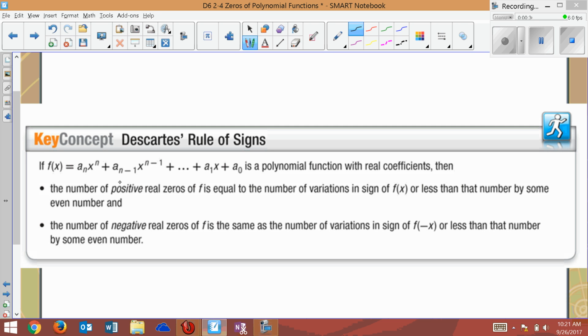To find negatives, you need to first go in with parentheses and put a negative x in all the spots, and then count sign switches. That's how many possible. Let's just say there's 2 positive real zeros. Well, it could be 2 or any even number less than that, so like 0. Let's say you had 3 negative options. It would be either 3 or 1 negative zero. That's confusing, I know it is. Let's just look at an example.